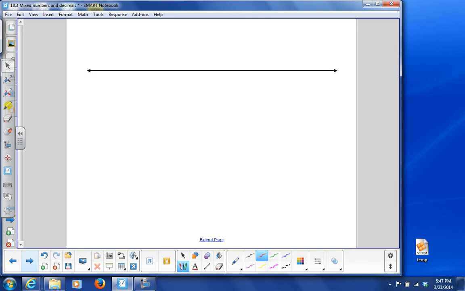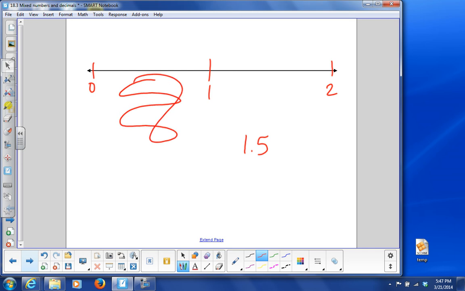Alright, number lines. Same thing would go on a number line. Okay, let's say I had my 0 here, I had my 1 here, and I had my 2 here. And I want to find the decimal of 1.5. Okay, 1.5. So I know that it's not going to be anywhere in this area, right? Because it's between 1 and 2. So I'm going to find my midway point here, draw a line, and this is going to be my 1.5. Because I know that 5 is the halfway point between 1 and 2.